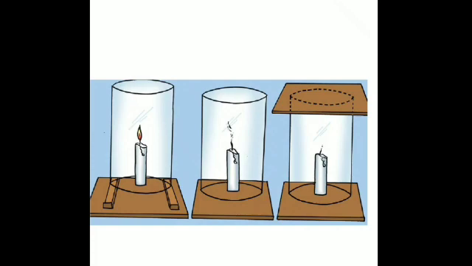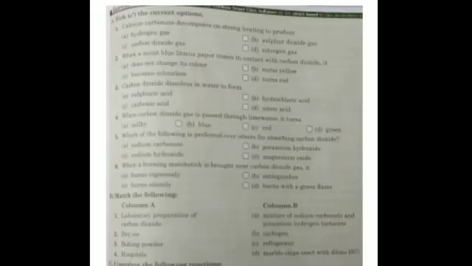Now let us discuss the exercise on page number 143. Calcium carbonate decomposes on strong heating to produce carbon dioxide gas. Is it clear? When a moist blue litmus paper comes in contact with carbon dioxide, does it not change its color, turn yellow, become colorless, or turn red? It turns red. Is that clear? Carbon dioxide dissolves in water to form which acid? Yes, it is carbonic acid.